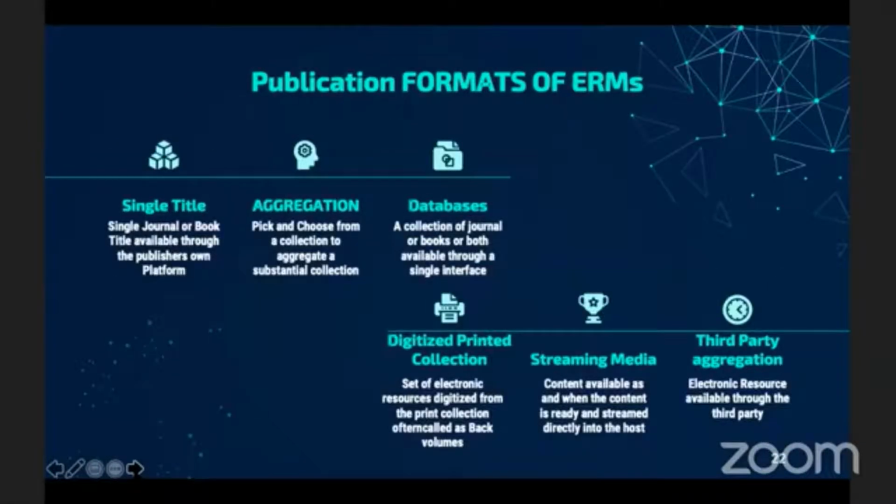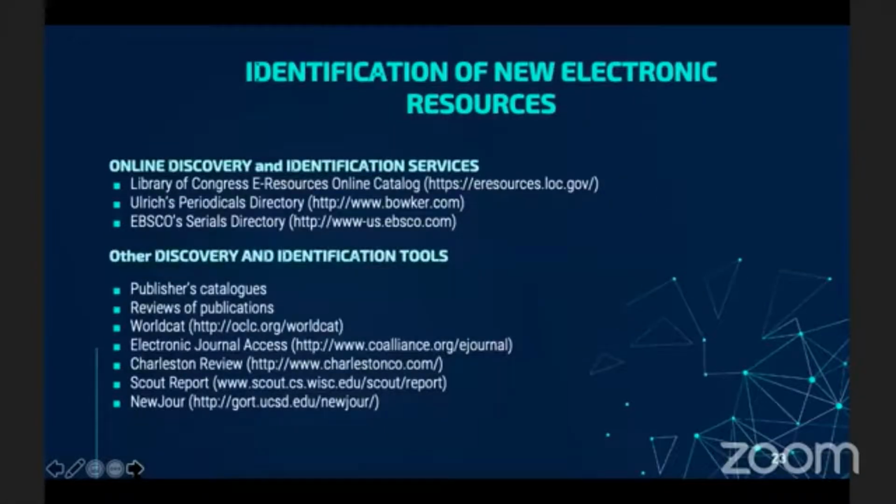And also within those models, there are different formats like single title, where a single journal or book title is available through the publisher's own platform. Aggregated, where you pick and choose from a substantial collection. Databases, where you have a collection of journals or books, both available through a single interface. Or digitized printed collection, whereby a set of electronic resources digitized from the print collection is often called back files. Streaming media content available as and when the content is ready and streamed directly into your portal. Or third-party aggregation of electronic resources available through the third party and things like that.